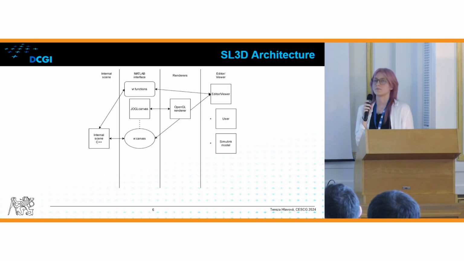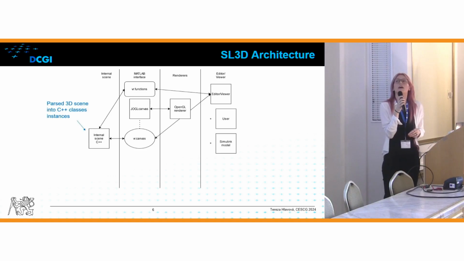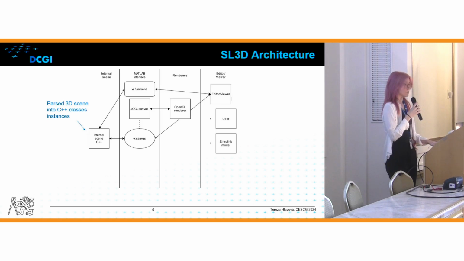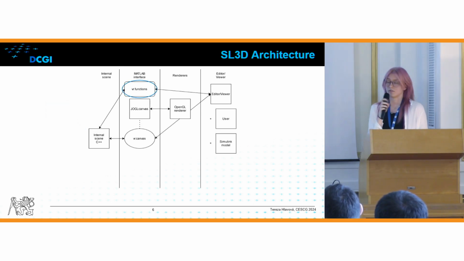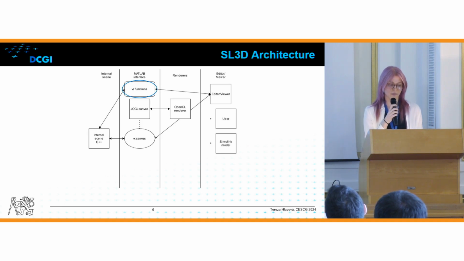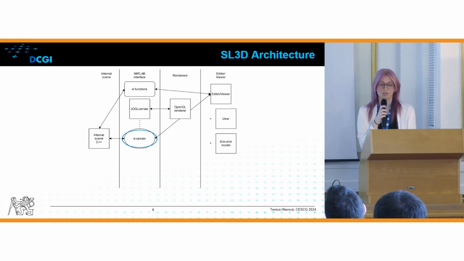So, about the Simulink 3D animation, or SL3D for short, architecture. Originally, when the user presents a scene, it gets parsed into C++ instances of predefined classes, into a so-called internal scene in C++. But we are working in MATLAB, so we want to communicate with this scene. There are so-called VR functions for it. These directly modify the internal scene in C++. And there is also a so-called VR canvas, which is used to change rendering options.